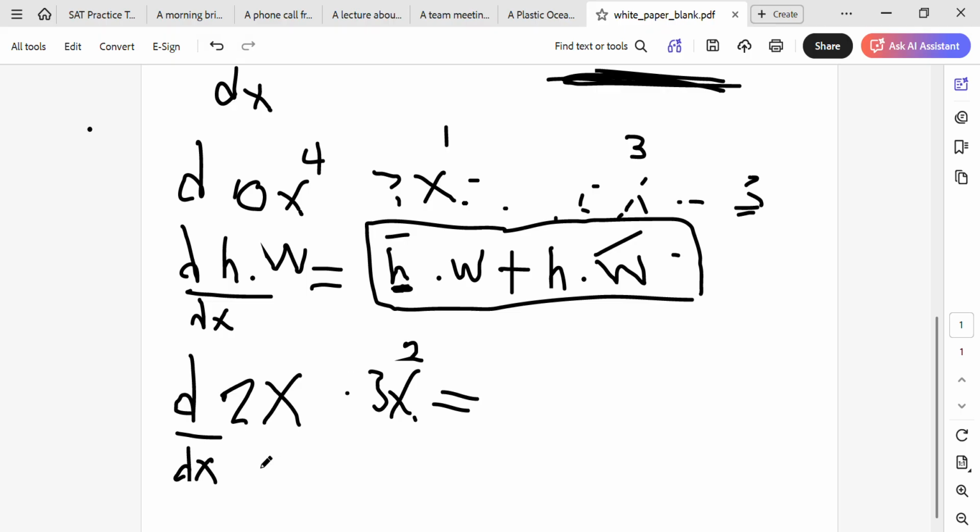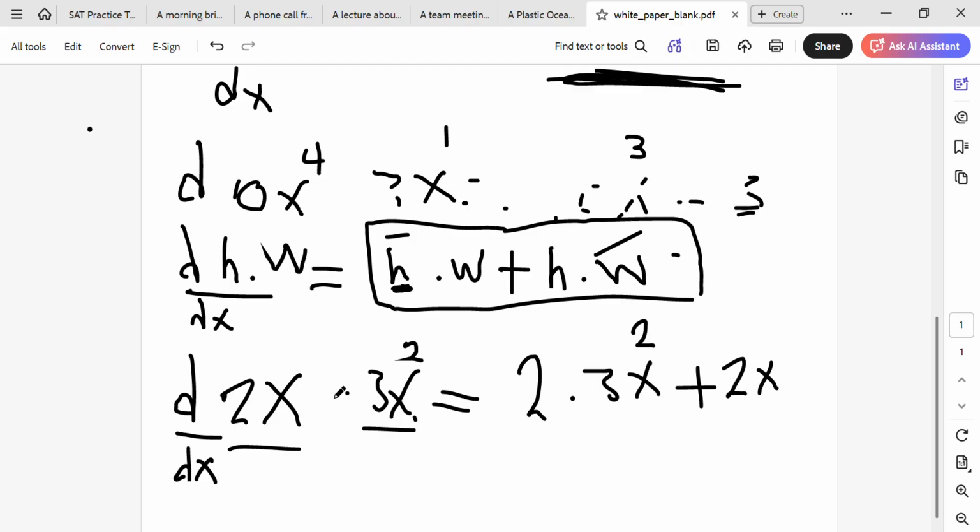As a rule, we're gonna look for the first derivative. So the derivative of 2x, that's just 2, right? So it will be 2 times the second variable, which is 3x squared. I'm gonna write it as is without changing it. So 3x squared plus the first function, which is 2x. I'm gonna write it as given, 2x times the derivative of 3x squared.